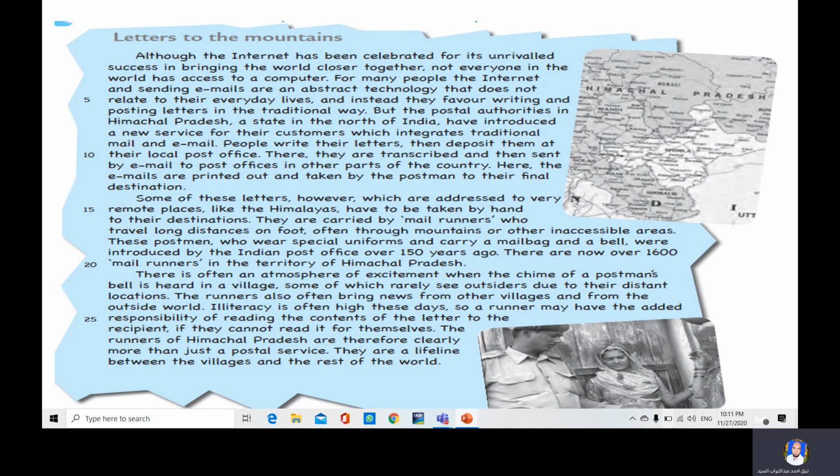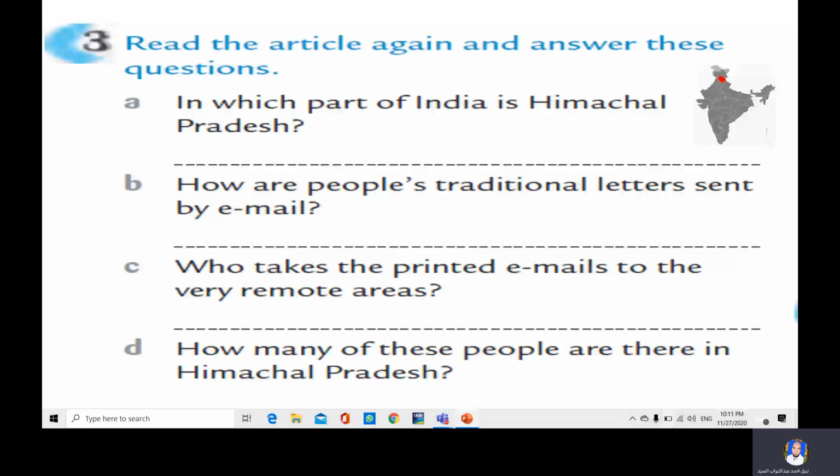Read the article again and answer this question. In which part of India is Himachal Pradesh? Is it in the north, in the south, in the east, or in the west? It's in the north of India.